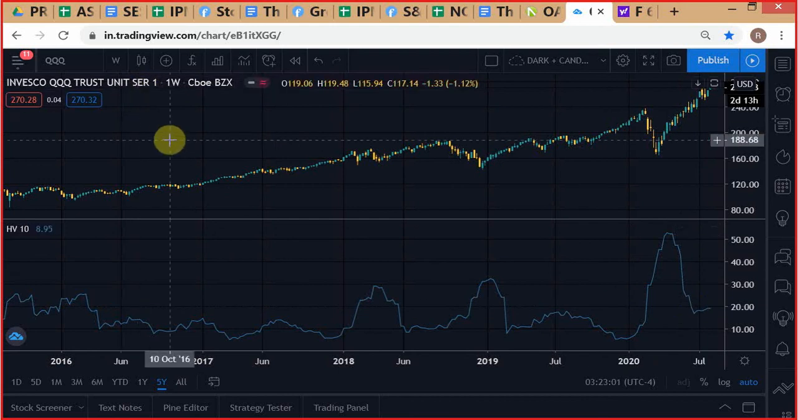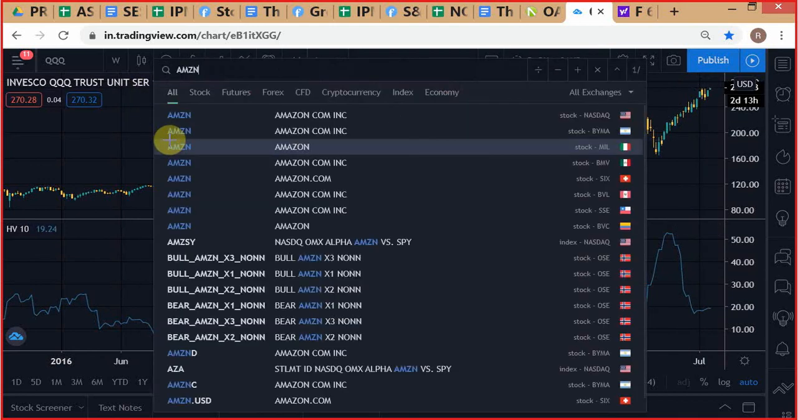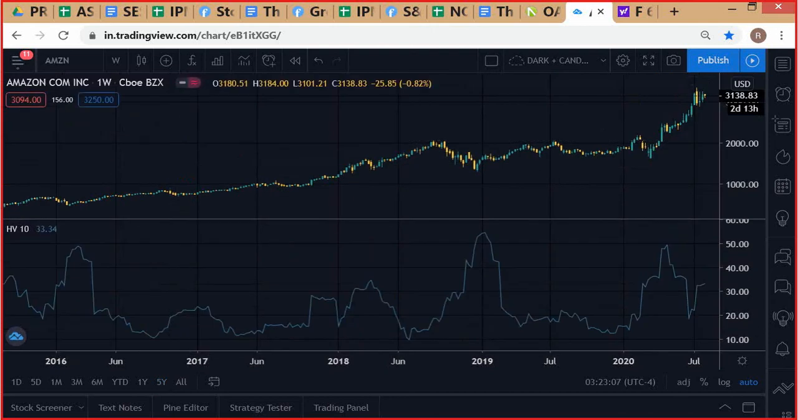So if you change this now, let's say to Amazon, now we are not talking about a basket of stocks, we're talking about one stock. Now this one stock has even higher volatility because it's an individual stock, it's not a basket. Now you see how volatility of Amazon stock is also changing. It goes from 50 to 10, then goes up again to 50, comes back to 10, goes up to 50. Can you see that? So volatility itself is a changing factor.